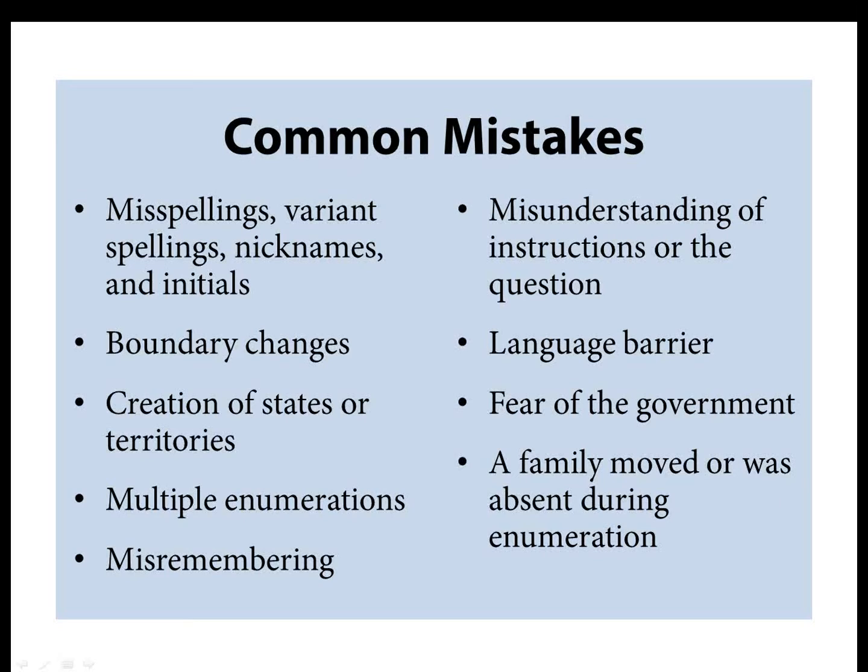However, it's important to note that in some cases there's boundary changes, there's creations of states, sometimes there's multiple enumerations of a family. The language barrier is an issue as well. Families may have moved during the enumeration, or they may have been absent. So in all of these cases, we need to keep in mind that there are very common mistakes that always happen with the census.